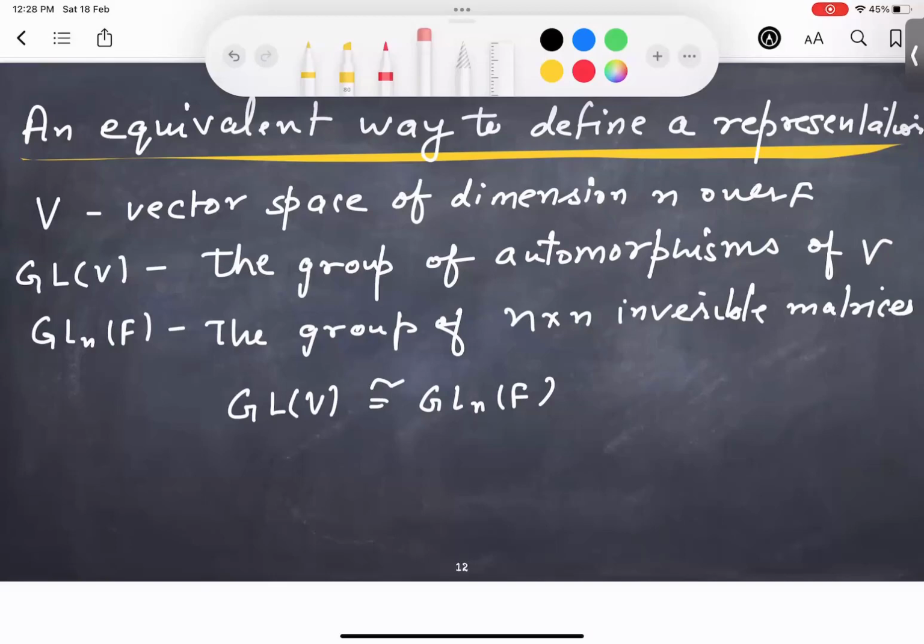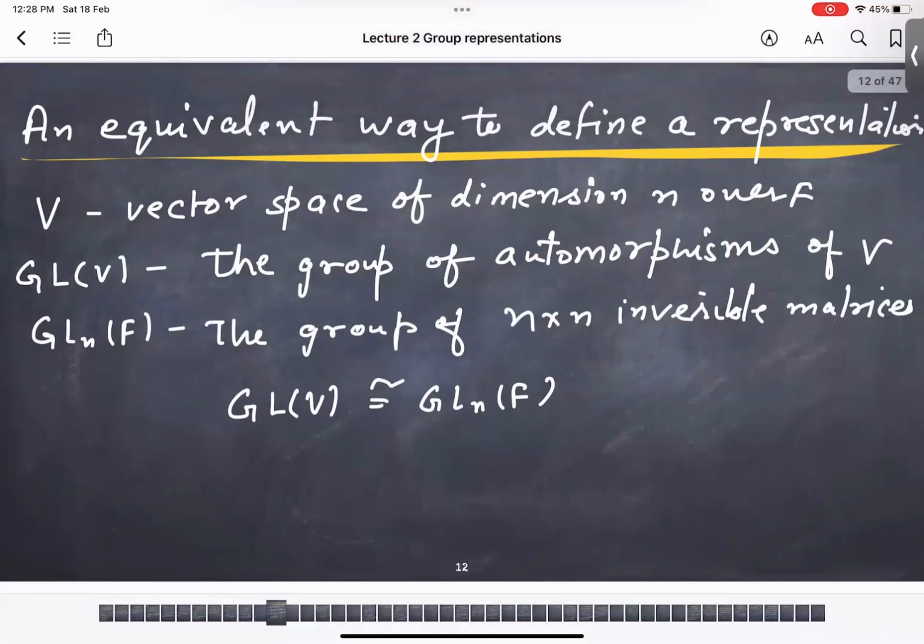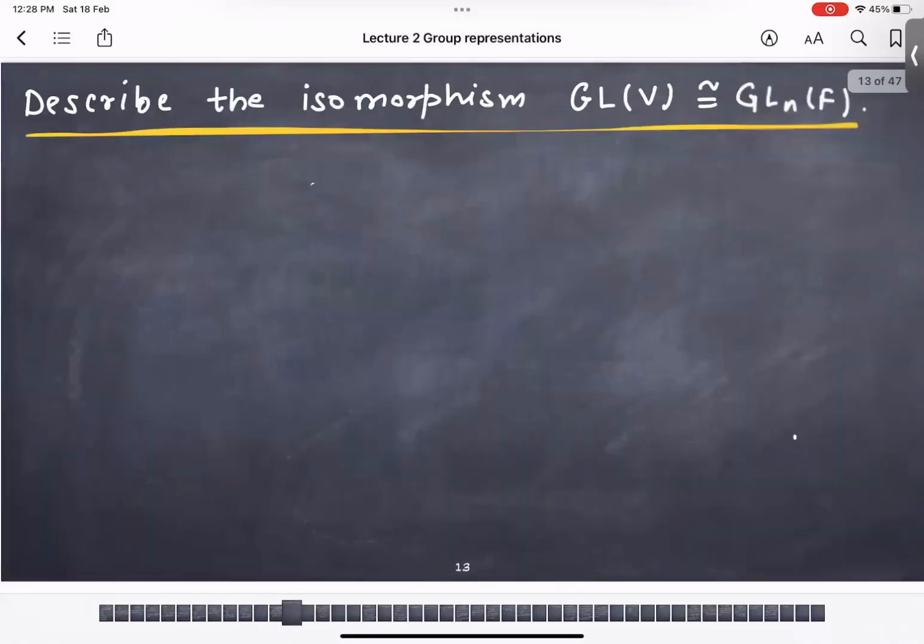So how are these two groups isomorphic? How can you prove that these two groups are isomorphic? It comes from your linear algebra course. Describe this isomorphism between GL(V) and GL_n(F). Once you know this isomorphism, then I can keep switching easily: if I have a homomorphism from G to GL_n(F), then I'll say I have a homomorphism from G to GL(V) and vice versa.